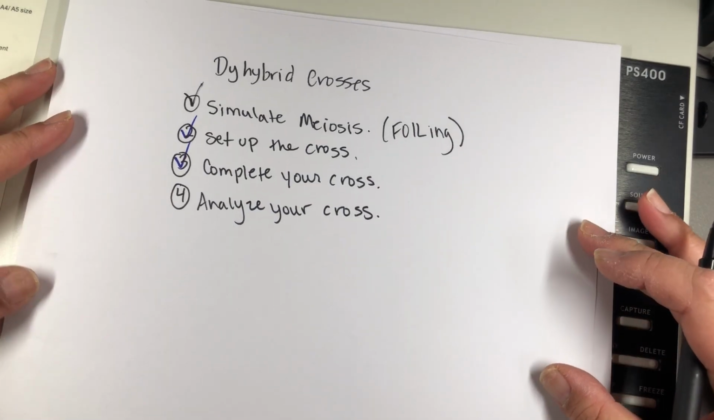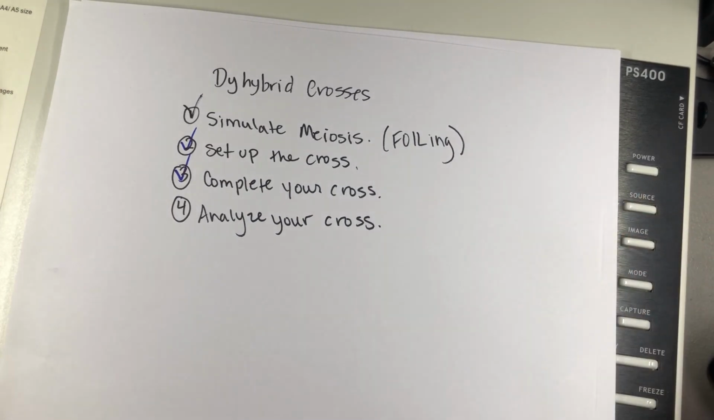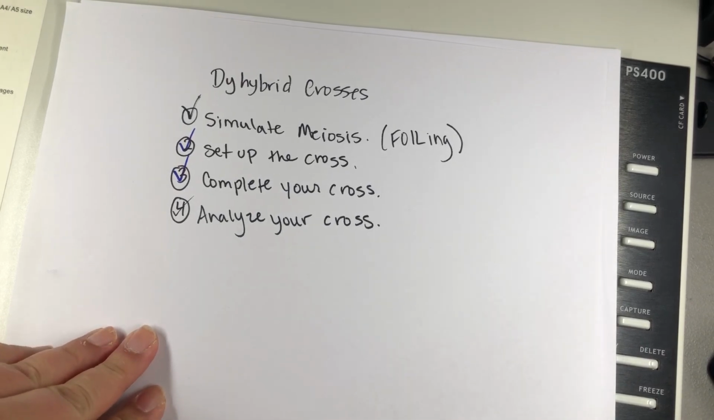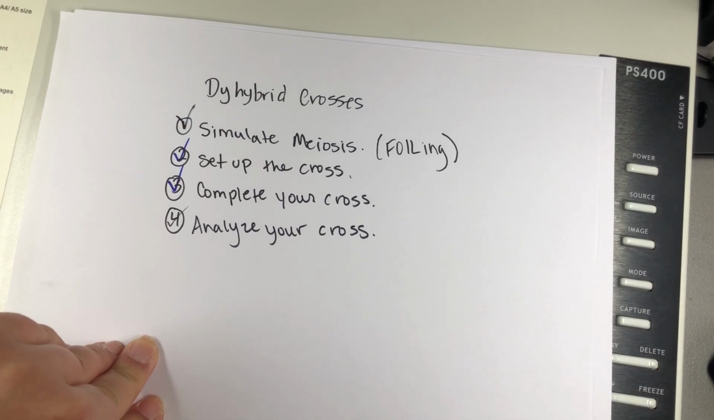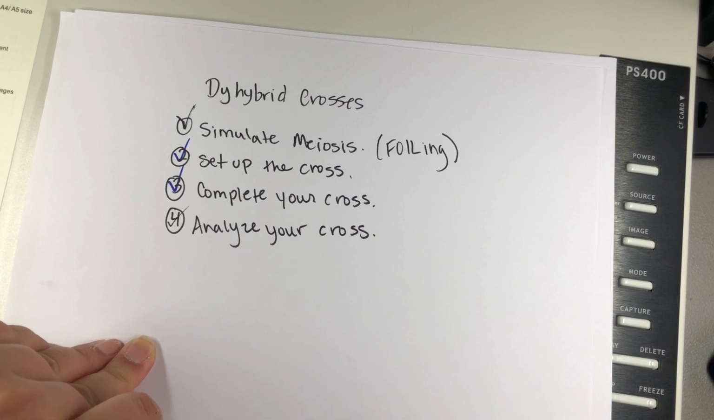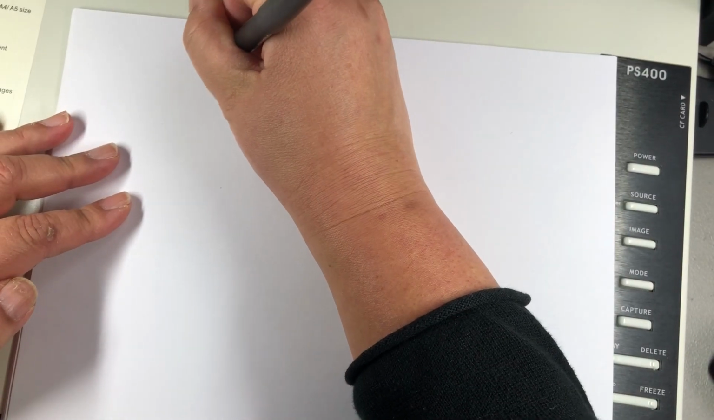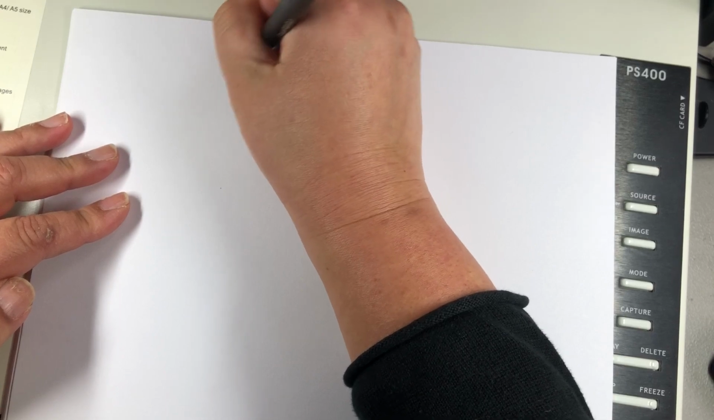Okay, I'm going to do another dihybrid cross, and we're going to follow the same rules again. This time, I'm going to do a dihybrid cross that isn't as complicated, but you have to do a little bit more problem solving on this one, but it is a little bit easier. So let's say we have an individual that is this cross.